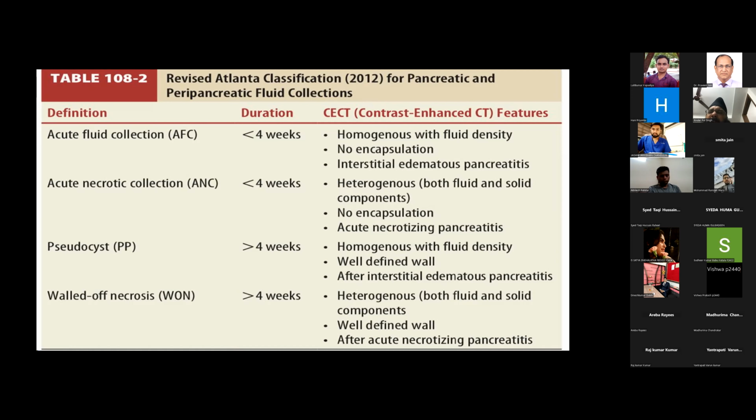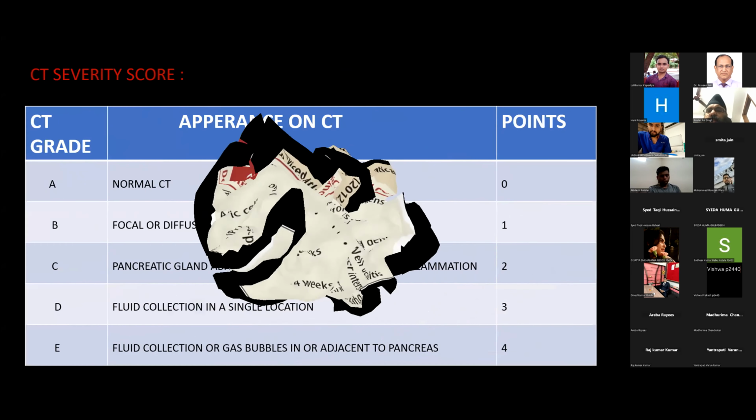Then what's the difference between these? In acute fluid collection, the duration is less than 4 weeks and there is no encapsulation. Whereas pseudocyst occurs after 4 weeks and has a well-defined wall, and they both come under interstitial edematous pancreatitis. Coming to acute necrotic collection and walled-off necrosis, they both come under necrotizing pancreatitis, but the duration of acute necrotic collection is less than 4 weeks and walled-off necrosis generally occurs after 4 weeks. Here also, there is no encapsulation in acute necrotic collection, but there is a well-defined wall in walled-off necrosis. So based on this, we have a CT severity score.